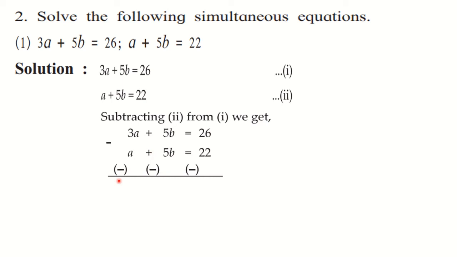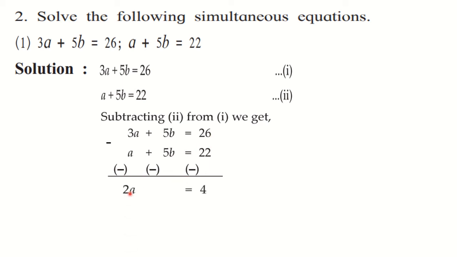And the second most important thing, that you are going to change the signs of each and every term of the second equation. Correct? So here plus a, so write down minus, plus 5b, so here also it will become minus, and here plus 22, so here also it will become minus. So don't forget to do this step. Now this plus 5b and minus 5b, they will get cancelled. And here 3a minus a, you will get 2a. And here 26 minus 22, you are going to get 4.